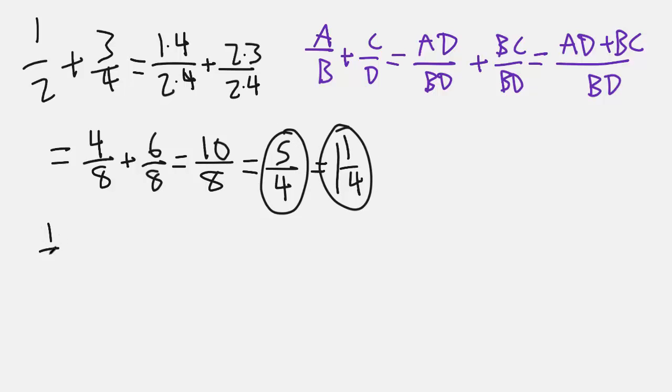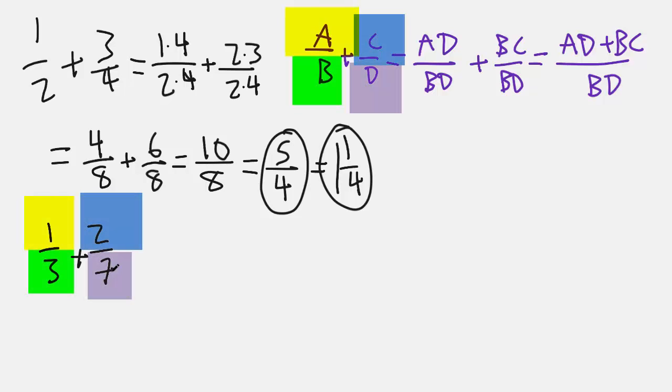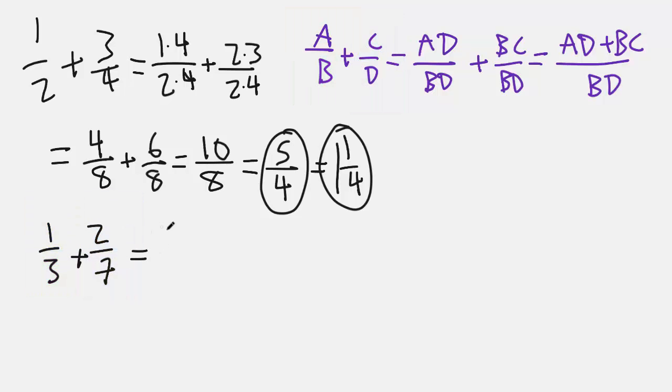Let's have 1 over 3 plus 2 over 7. So in this case, A is 1, B is 3, C is 2, D is 7. So we do A times D, which is going to be 1 times 7, over B times D, which is 3 times 7. And then we're going to add the second fraction, which is now going to become B times C, which is 3 times 2, over B times D, which is, again, 3 times 7.